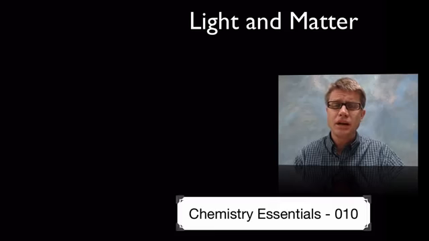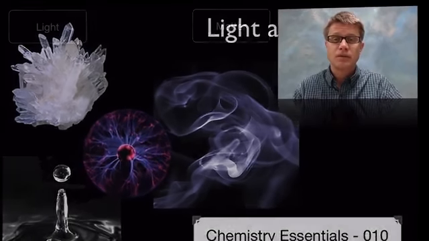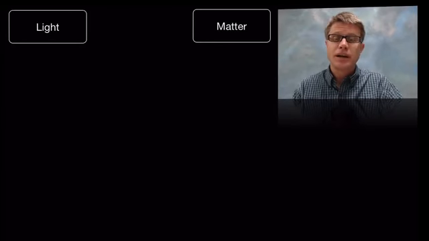Matter is what we're made of, but I've got some matter on the screen and you can't see it because there's no light. Once I add light, we start to see matter. And so we can see solid, liquid, gas, and plasma. Until we have light, we really can't probe matter and figure out what it's made up of. And so in this video, I'm going to talk about light and matter.